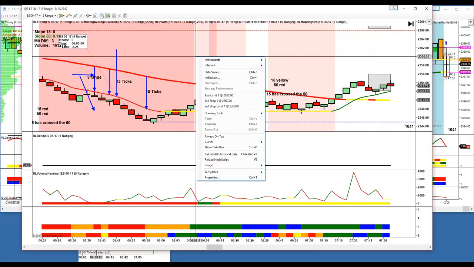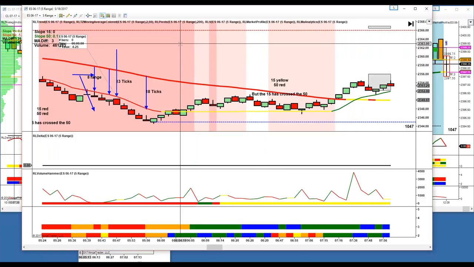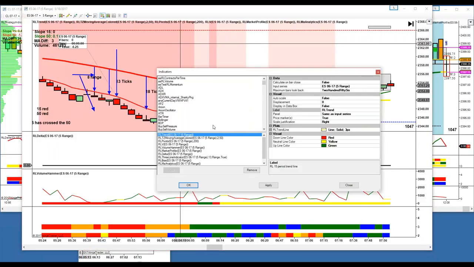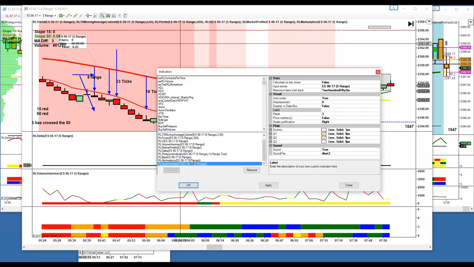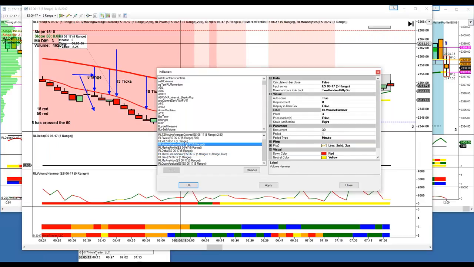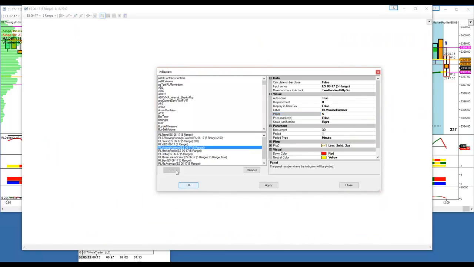Okay. So on the indicators, we're going to have the delta in 2. We're going to have the quants in 3, which we do. We're going to have the 3 line in 4, which we do. And we're going to have the volume hammer in 5, which is our new panel. And that'll do it for us.